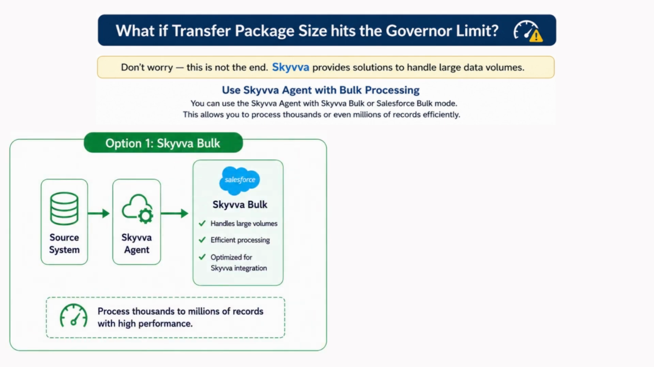Option 1. SKYVVA Bulk Mode. On the left side, we have SKYVVA Bulk Processing. Flow. The source system sends data. The SKYVVA agent receives it. SKYVVA Bulk processes the data. Key benefits. Handles large volumes of data. Optimized for SKYVVA integration. High-performance processing. This option is ideal when we want fast and efficient processing inside SKYVVA itself.